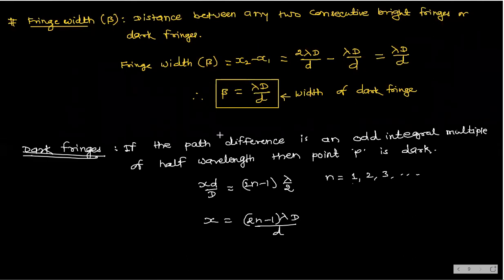Yes. x is equal to (2n minus 1) lambda D by small d, or 2d. Yes, the 2 is there now. Very good. 2d. Right. And again, I am giving the table on the next page. That is what we can say.